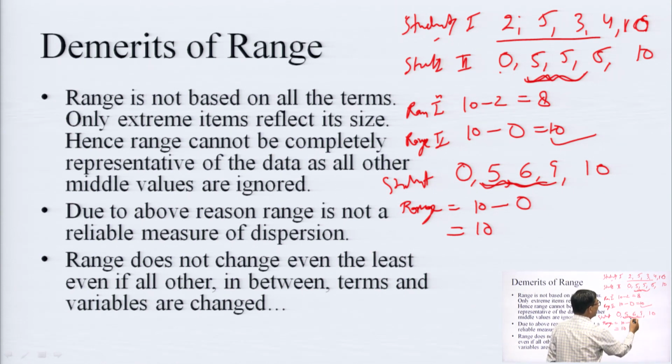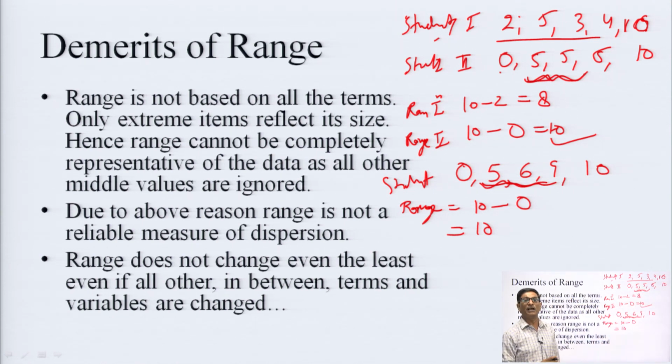So, if we change the middle terms between the terms, the range cannot be changed. Okay? So, this is the second demerit. You see in this example we changed these three values, but the range is still the same. So, we can say range does not change even in the least, even if all other in-between terms and variables are changed.